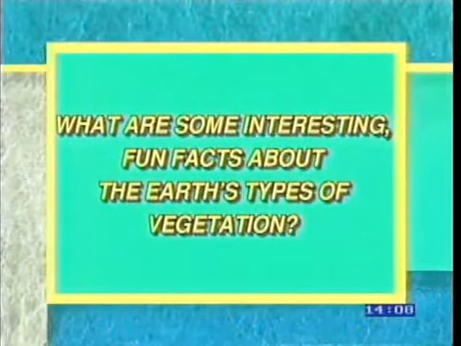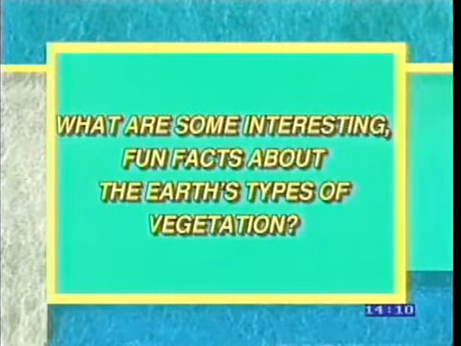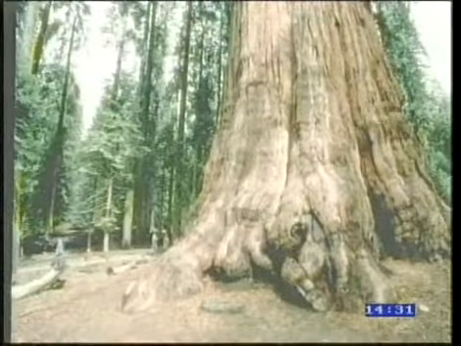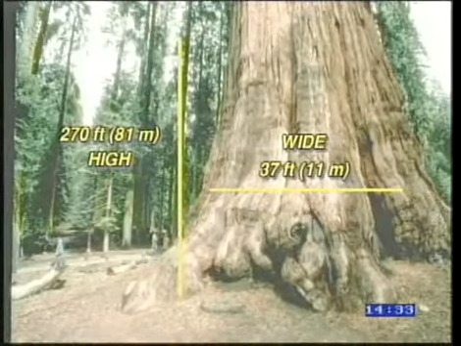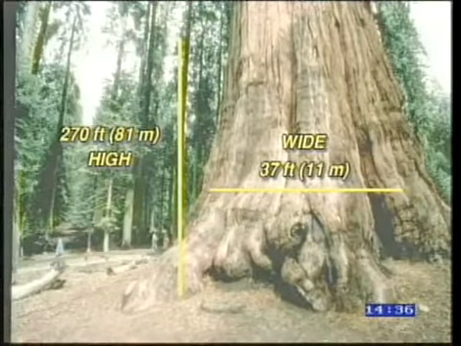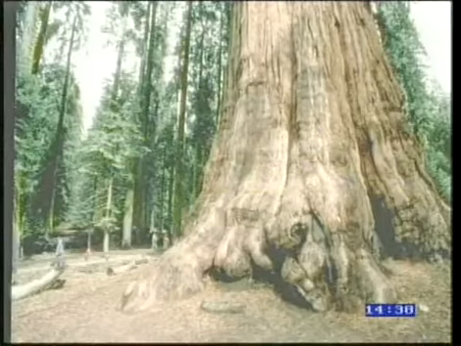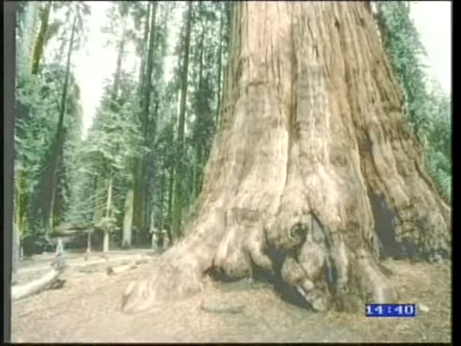What are some interesting fun facts about Earth's types of vegetation? The biggest trees in the world are the redwoods that can be found in California. Some of these trees can reach heights over 360 feet. The General Sherman tree, a giant sequoia in California's Sequoia National Park, is considered the world's largest living thing on land. It has a trunk approximately 37 feet wide and is over 270 feet high. Experts believe this tree dates from before 200 BC.